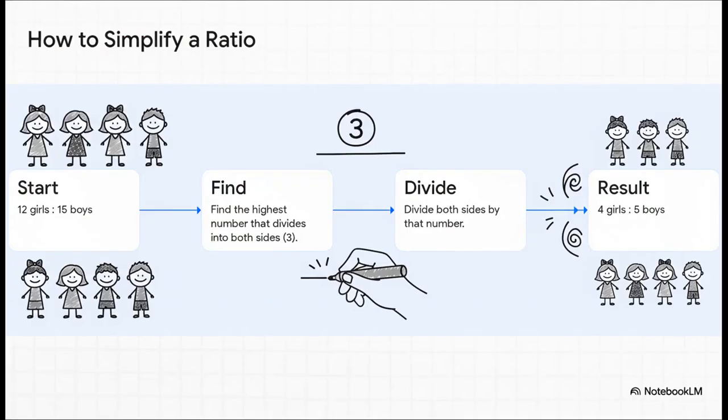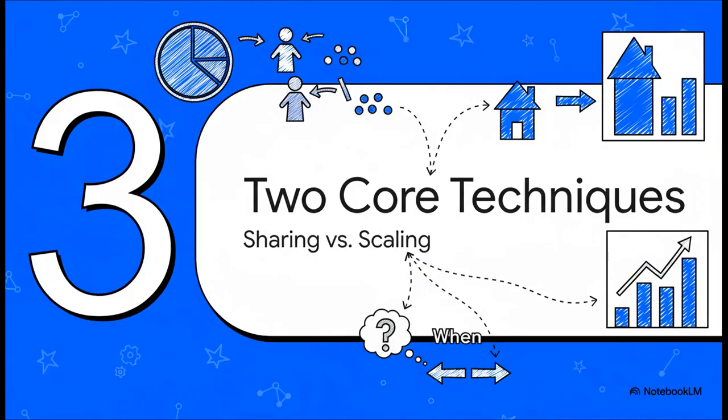You know, just like fractions, you can often simplify ratios to make them way easier to work with. Let's say a class has 12 girls and 15 boys. That's a 12 to 15 ratio. To simplify it, we just find the biggest number that goes into both sides, which, in this case, is 3. Divide both by 3, and you get the much simpler ratio of 4 to 5. So for every 4 girls, there are 5 boys. So much cleaner, right?